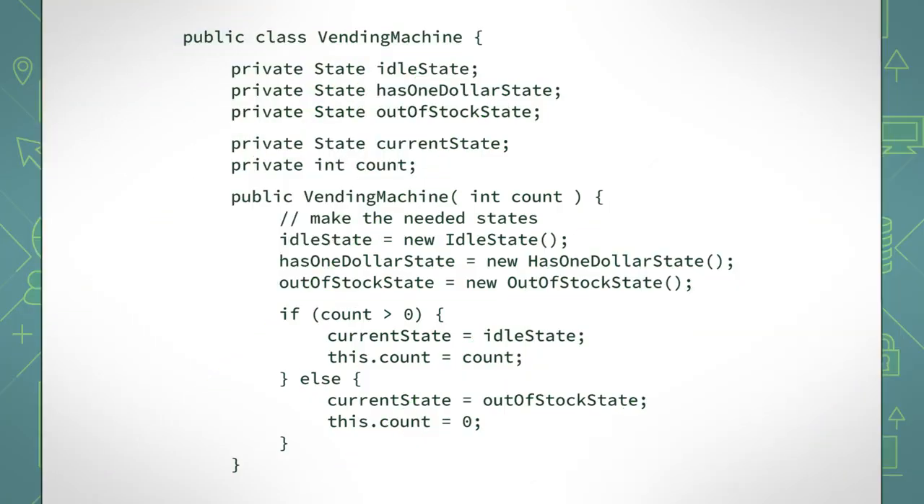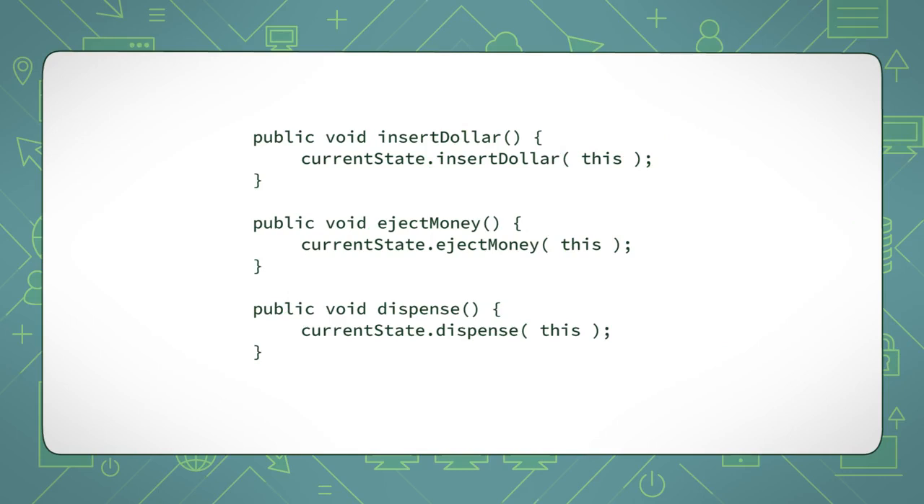The vending machine class constructor will instantiate each of the state classes, and the current state will refer to one of these state objects. The vending machine class would also have methods to handle the triggers as before, but now delegates the handling to the current state object. Notice now how much cleaner the code is without having long conditionals in these methods.